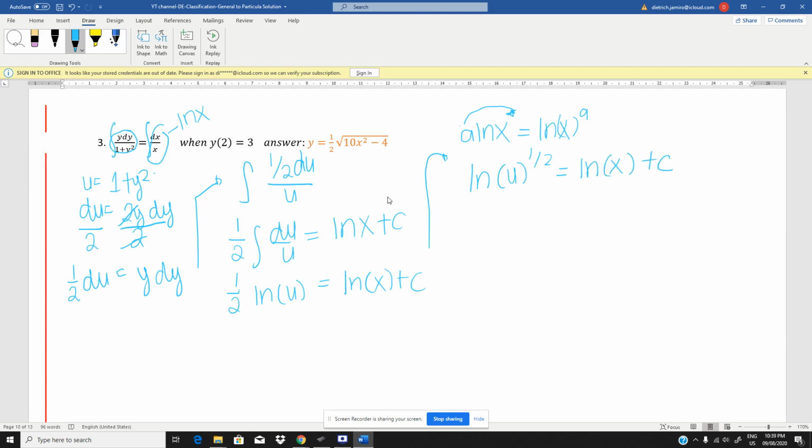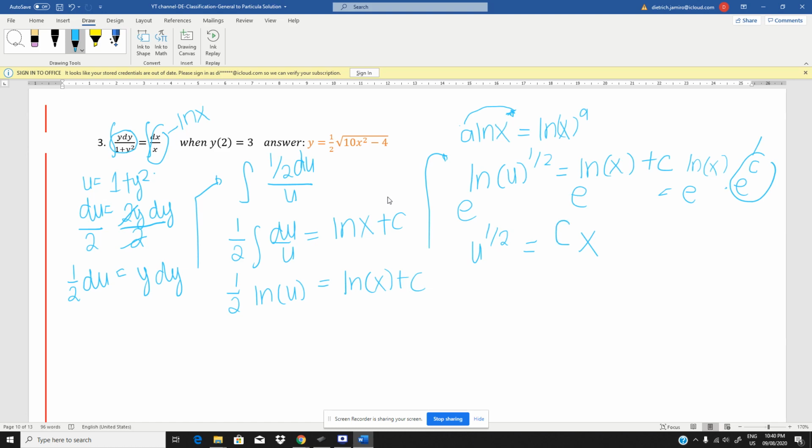By taking the exponential of both sides, we will have u raised to 1 half is equal to e to the ln x, so that will become x, and then e raised to c. This is also equivalent to this, right? e to c is just a constant, so it will become just c.